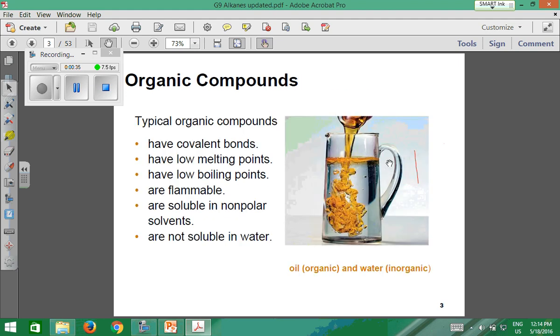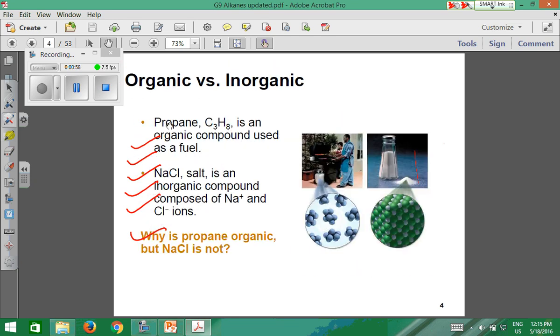First of all, what do organic compounds mean? Most of them have covalent bonds. That is one point. Second, they have low melting points. They have low boiling points. They are flammable. They are soluble in non-polar solvents, and they are not soluble in water. These are organic compounds.